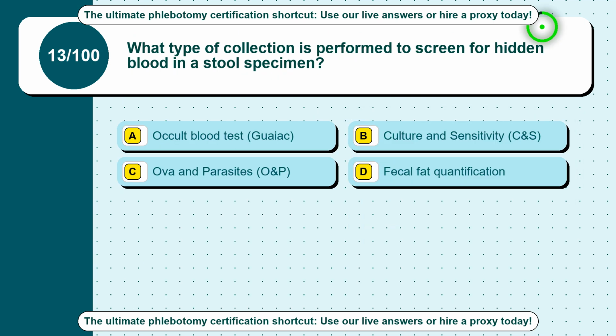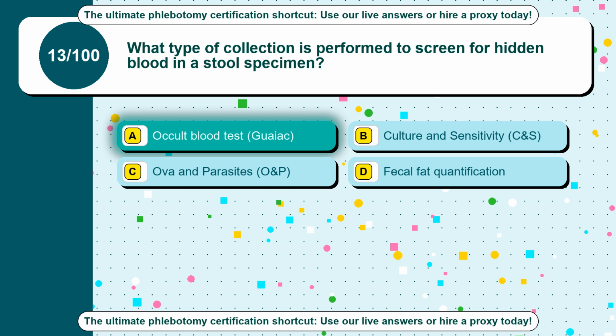Question 13. What type of collection is performed to screen for hidden blood in a stool specimen? Option A, occult blood test, GWAEC. Option B, culture and sensitivity, C&S. Option C, ova and parasites, O&P. Option D, fecal fat quantification.